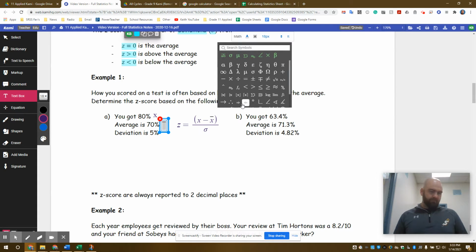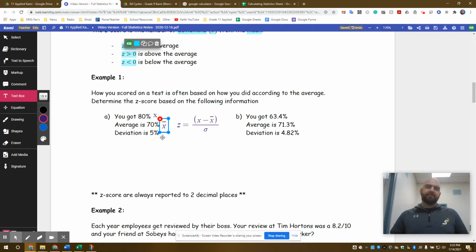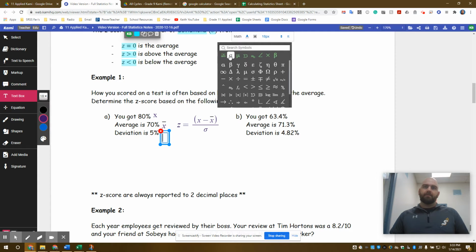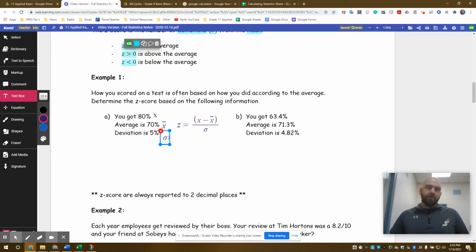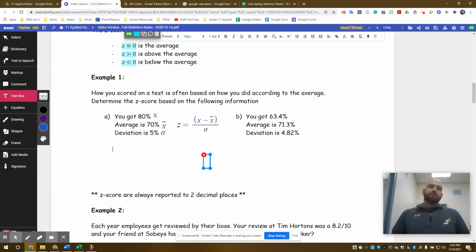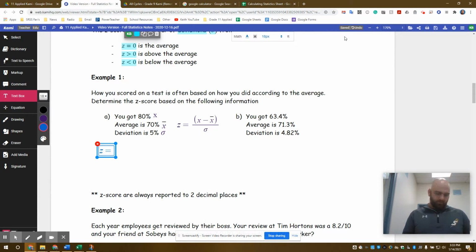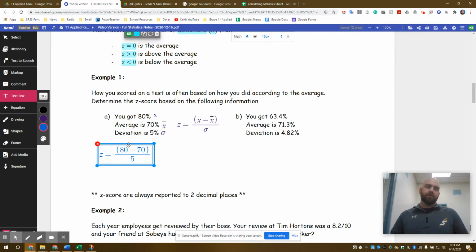Okay, and the deviation is sigma. There we go. So there's our three pieces of data that we need to have if we want to find our Z-score. So let's solve for the Z-score in this case here. All right, Z is equal to 80 minus 70 divided by 5. There we go.